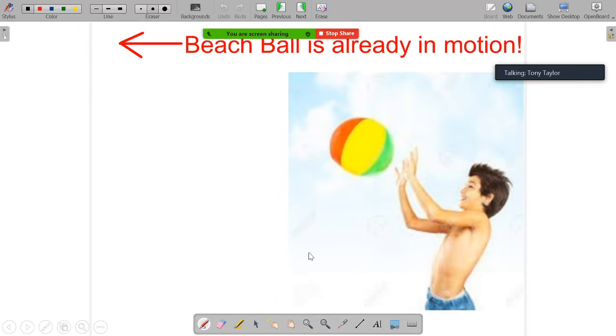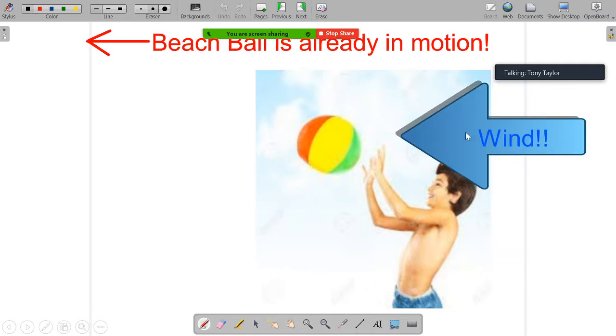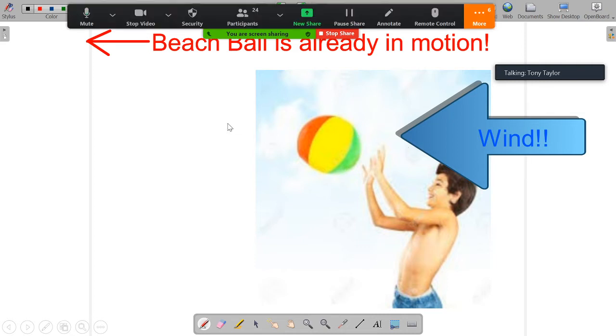But what if we had something like this? What if we had a beach ball being thrown into the air, and at the exact moment that the beach ball comes out of the boy's hands, a wind blows in this direction? In this particular case, right at the exact moment that the wind blows against the beach ball, what is it going to do? It's going to speed up. Exactly. Thank you, Amaya.